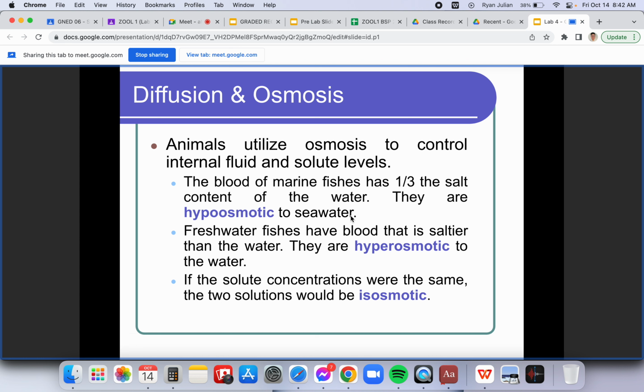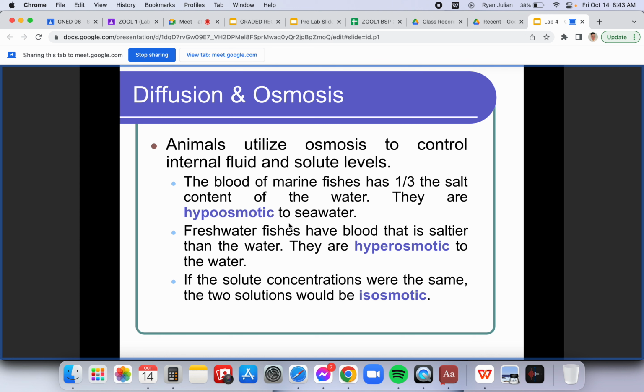That only indicates that their blood has less salt as compared to the outside water that they are swimming in or exposed to. On the other hand, freshwater fishes have blood that is saltier than the water, making them hyperosmotic to the water. Mas maalat daw po yung dugo ng mga freshwater fishes as compared to marine fishes that could be found in the vast ocean.